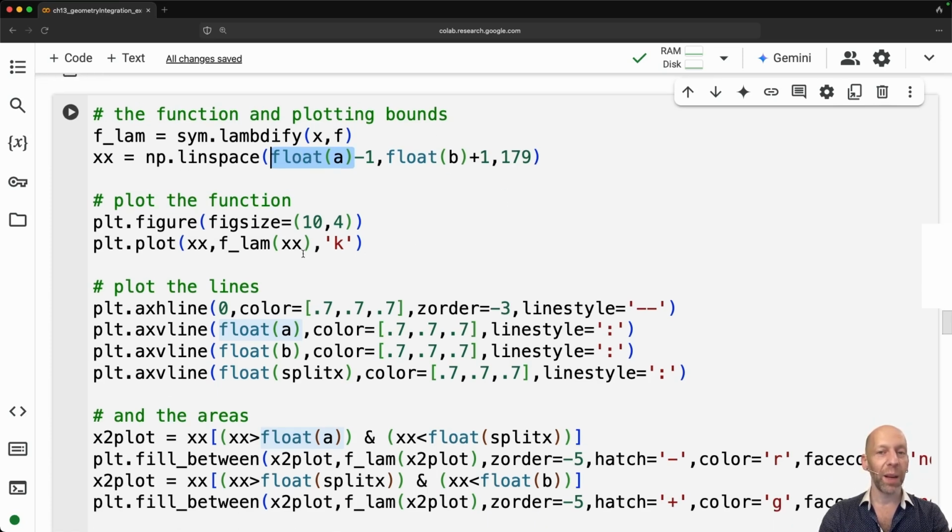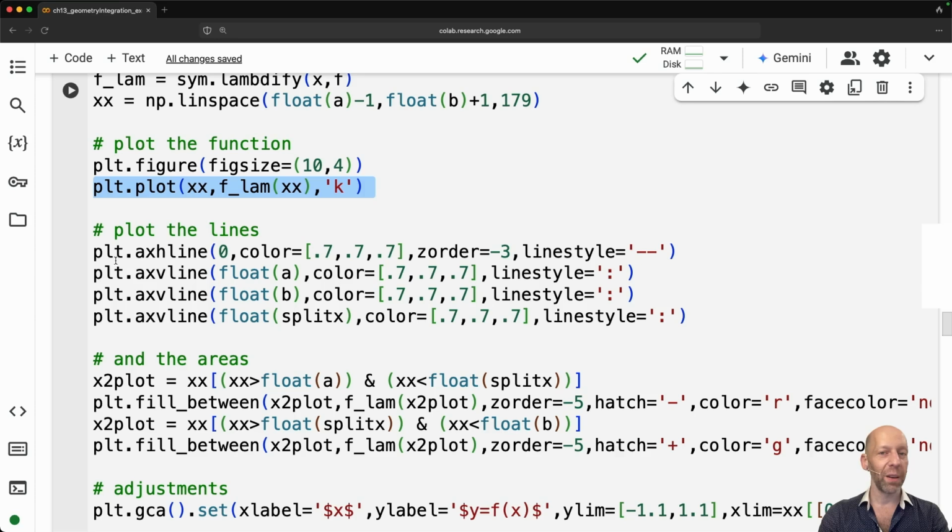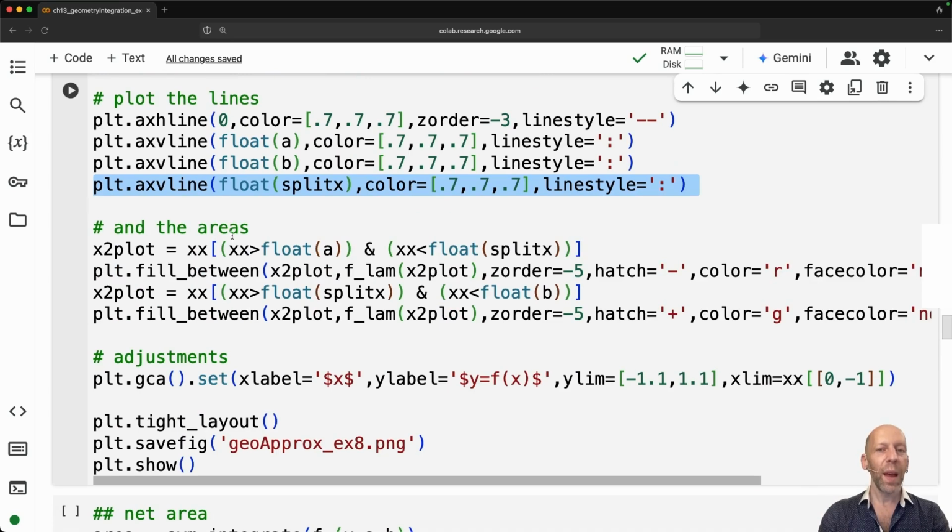Okay, here I plot the line corresponding to the function. No problem there. Here I'm just drawing a horizontal line at y equals 0 and some vertical lines corresponding to the lower and upper integration bounds, and here is for the splitting variable. And here's where I plot. So this is fill between. You've seen this many times before.